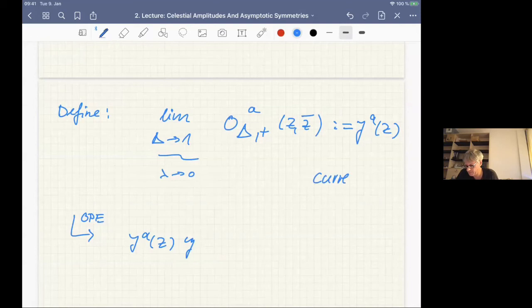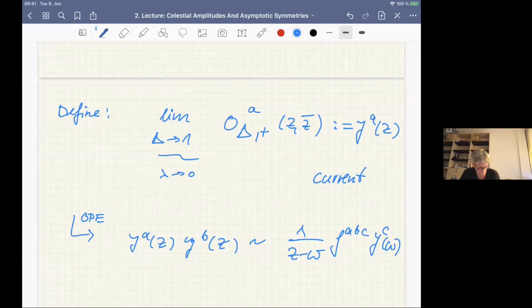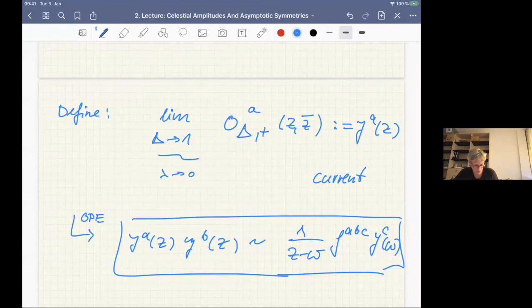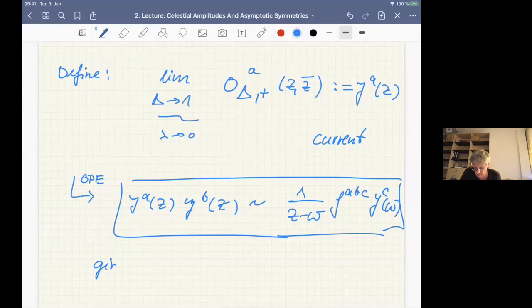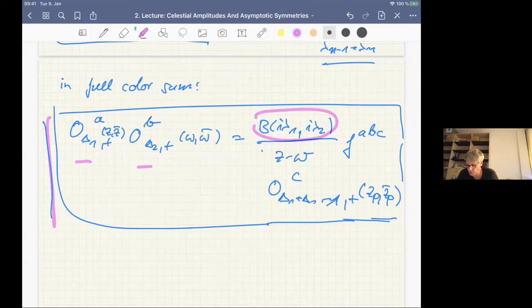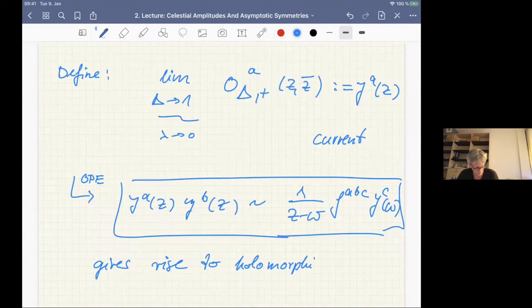And then what you find is that this current fulfills the following OPE, which of course is familiar to you. This gives rise to a Kac-Moody algebra at level zero. You see that only the holomorphic coordinates take place in this OPE at this leading order. So we get a holomorphic Kac-Moody algebra.